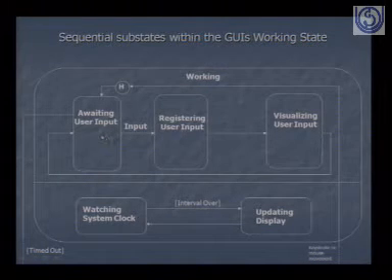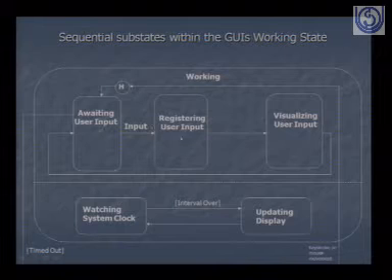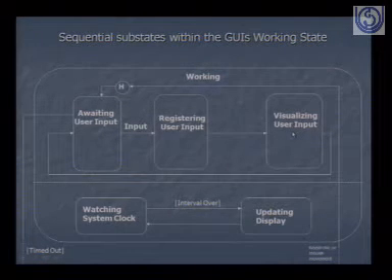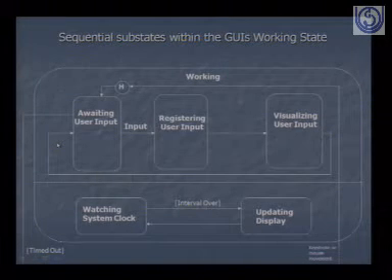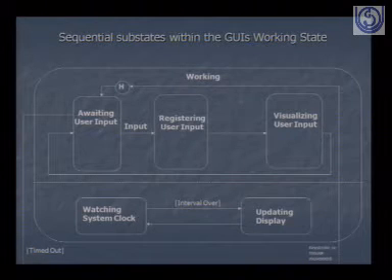Why? Because first it is awaiting, then it is registering, and then it is visualizing. These are three separate states, and it moves from one state to the other in a sequential manner. So these three substates are the sequential substates for the working state. Once the visualization part is over, it is again ready to take the inputs from the user. So this is a kind of cyclic expression, wherein the three things happen sequentially within the working state.